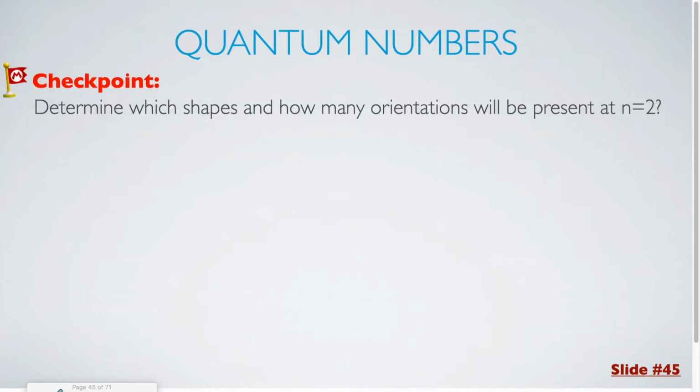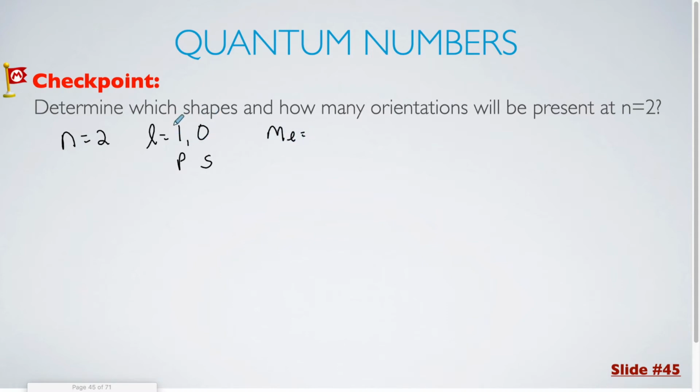Determine which shapes and how many orientations will be present at n equals 2. For n equals 2, we already determined from the previous checkpoint question that L was equal to 1 and 0, which corresponded to s and p orbitals. But now we also want to know how many orientations are available for those p orbitals, the highest energy orbital that is here.